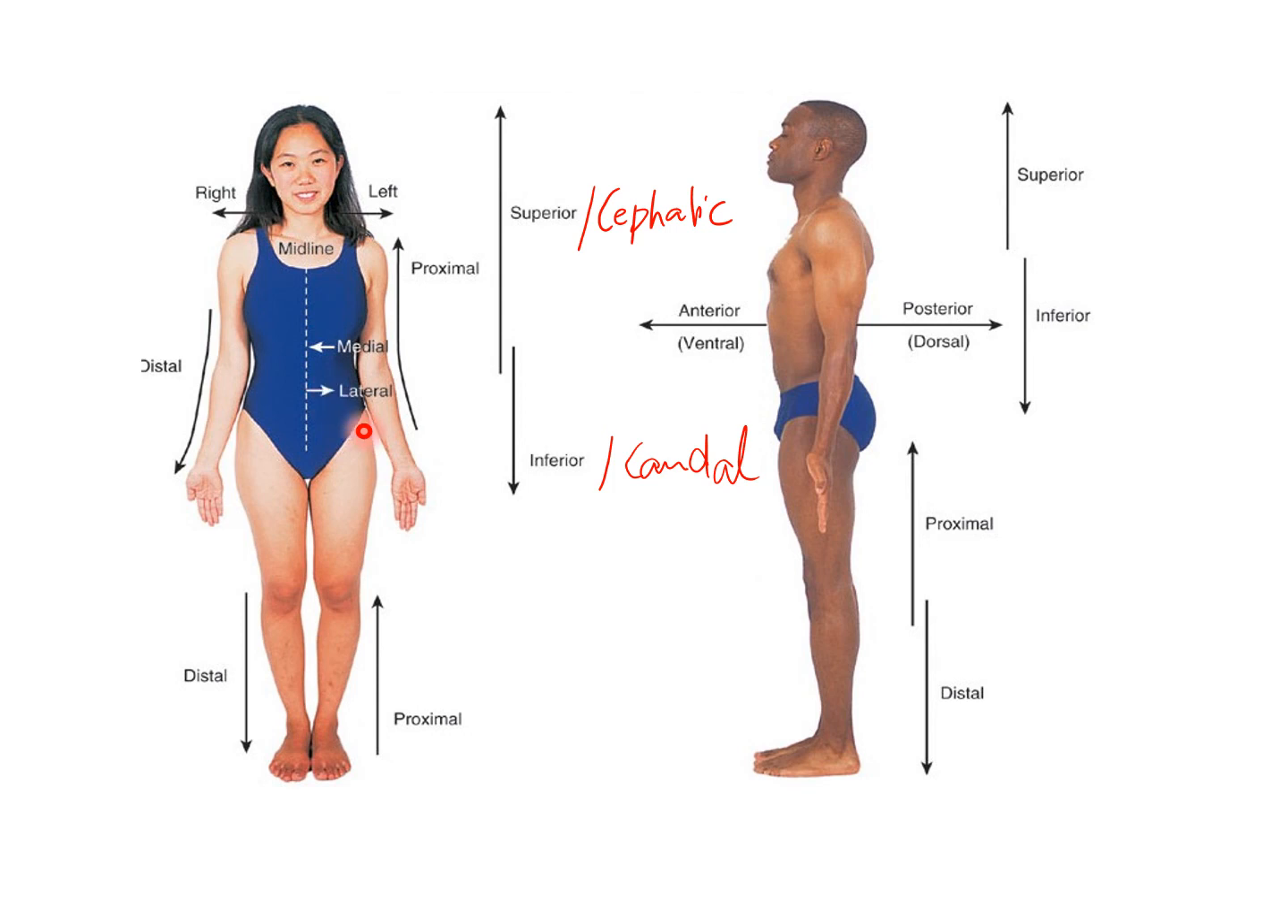Lateral means along the sides. You have the appendix, which is located on the right side of the body. So the appendix is located lateral to the spine. That's the appendix and that's the spine, where the spine is located medial to the appendix.